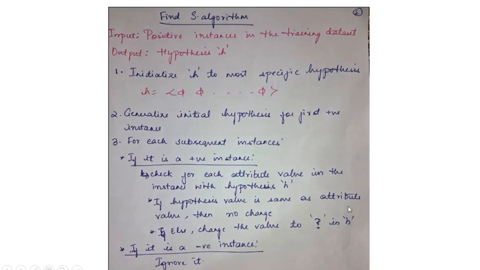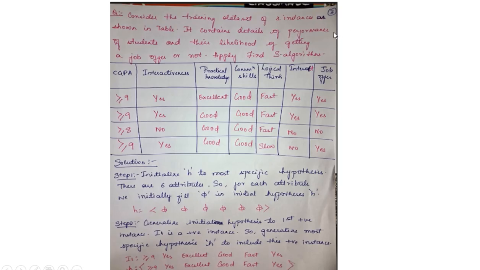If the hypothesis value is the same as the attribute value in an instance, then there will be no change in the new hypothesis. Suppose there is a change, we change the value to a question mark in the new hypothesis, meaning that this attribute can now take any value. Now suppose we have a negative instance in the training data set, we are going to ignore it. So let's see the problem on this.